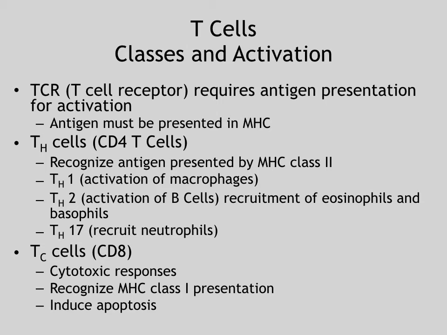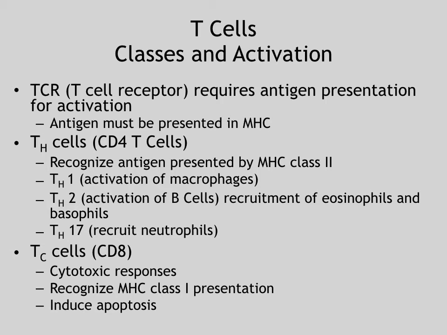T helper 1 cells move out into circulation to activate more macrophages. Now, macrophages are already pretty active, but after antigen presentation, a macrophage becomes kind of like a big, giant super macrophage. It becomes super phagocytic. It doesn't present anymore. It simply just goes out and hunts down antigen and just phagocytizes like crazy.